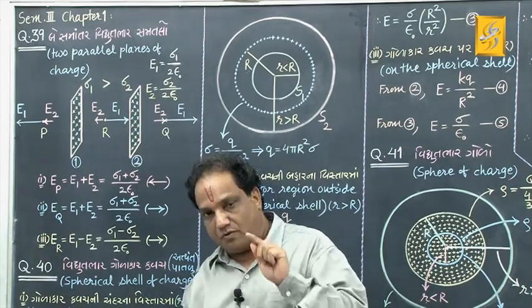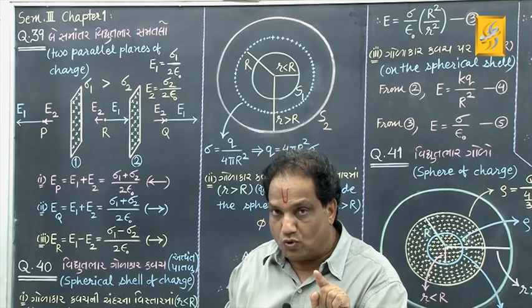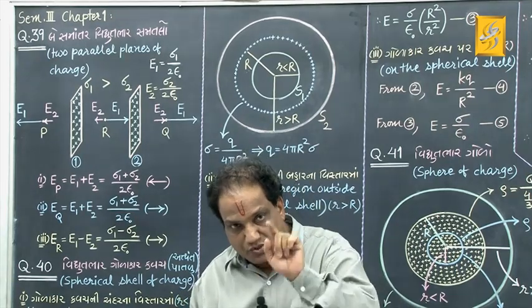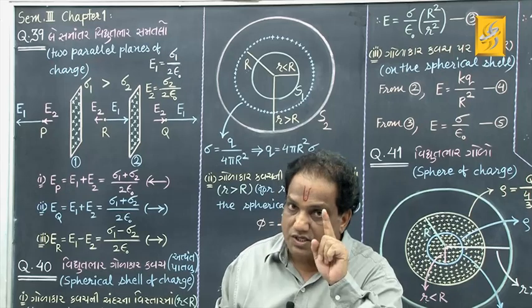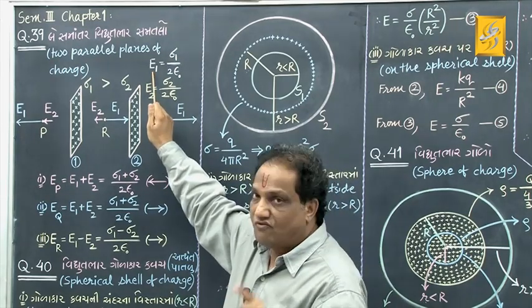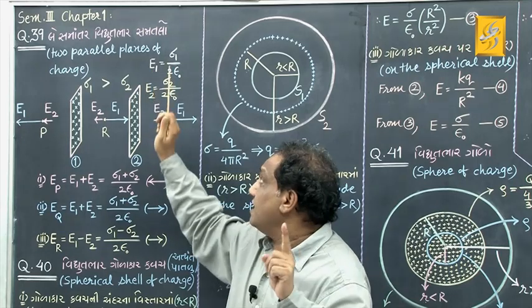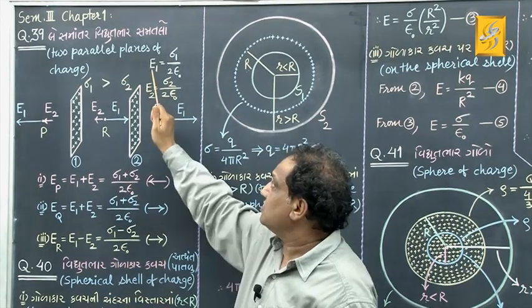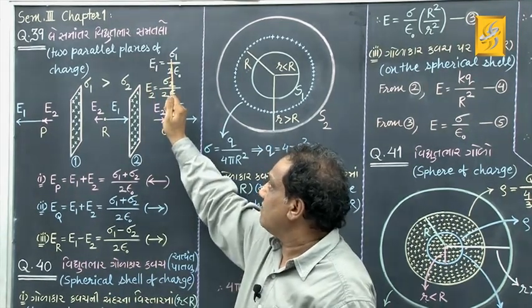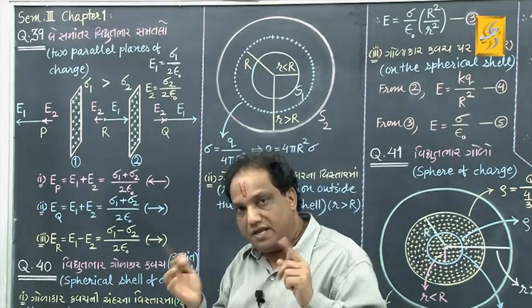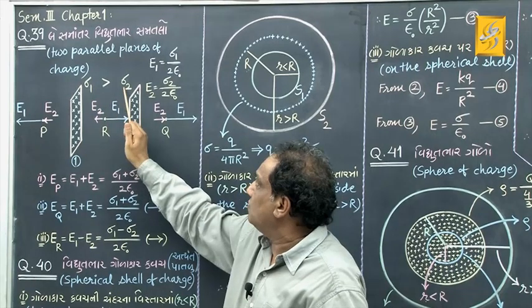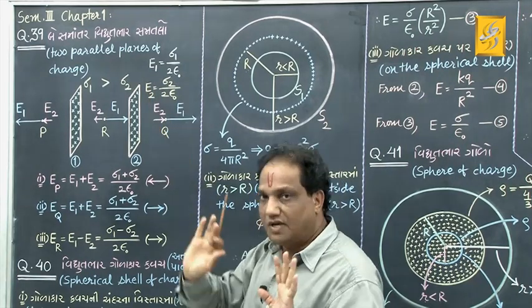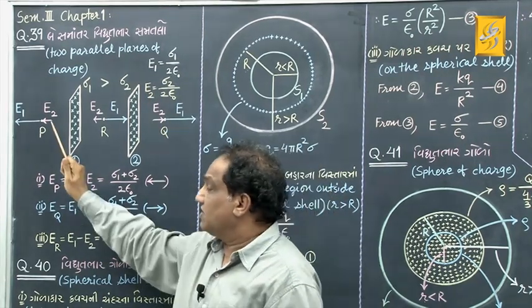Just now we have obtained the formula for finding electric field due to infinitely extended plane of charge. Remember that formula? E equals sigma upon 2 epsilon 0. Just use that formula. Instead of E, for first plane you write E1, and instead of sigma, you write sigma 1. Similarly, for second plane, you write E2 and sigma 2. And here, if sigma 1 is greater than sigma 2, then E1 will be greater than E2. Correct? Fine. Now we are given 3 points.